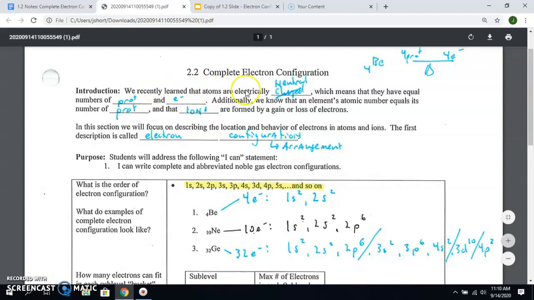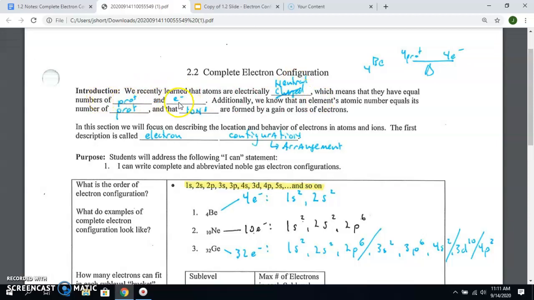We recently learned that atoms are electrically neutral, which means that they have an equal number of protons and electrons. So let's think about that. Atoms are electrically neutral. That means they have no charge. The reason that they have no charge is because they've got an equal number of positively charged protons balanced out with negatively charged electrons. Additionally, we know that an element's atomic number equals its number of protons, and that ions are formed by a gain or loss of electrons, never protons. Okay, so if you see a charge on something, the only way that that charge is formed is by gaining or losing electrons, never protons.